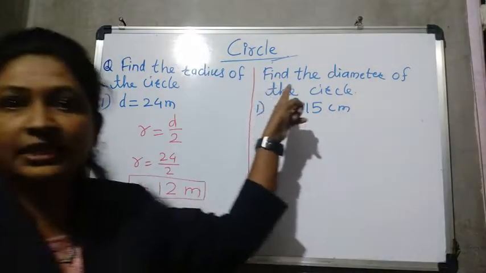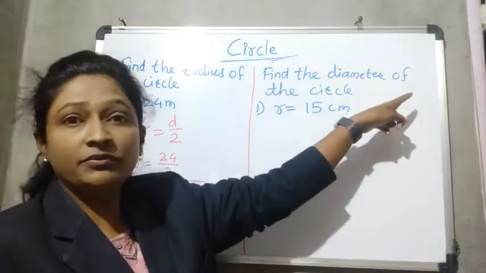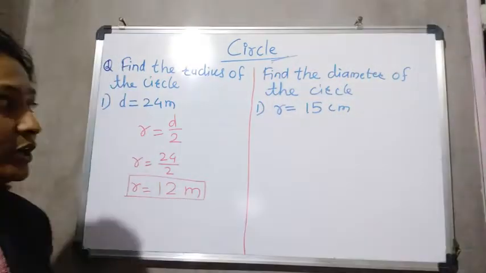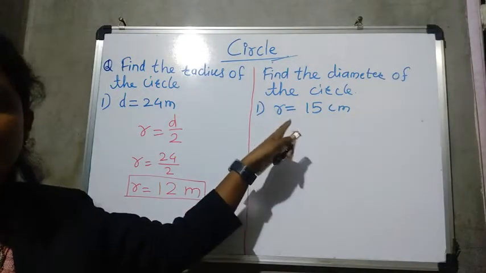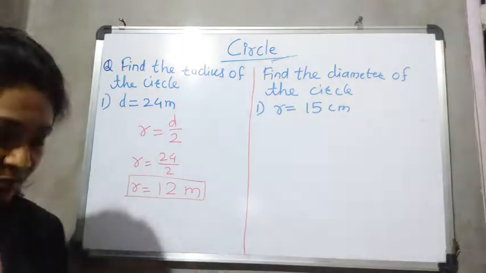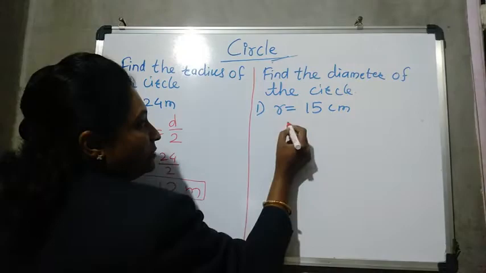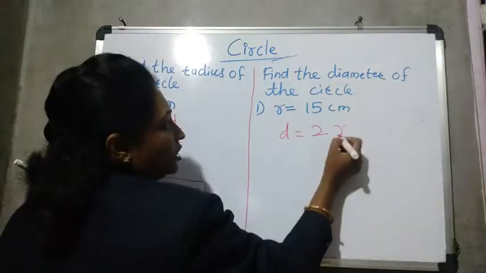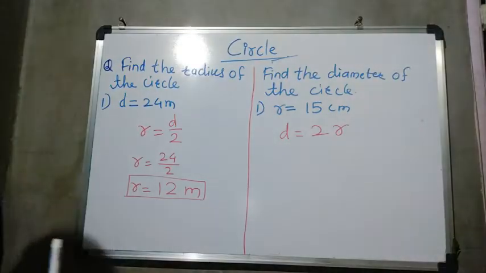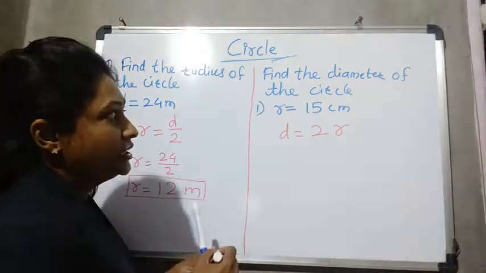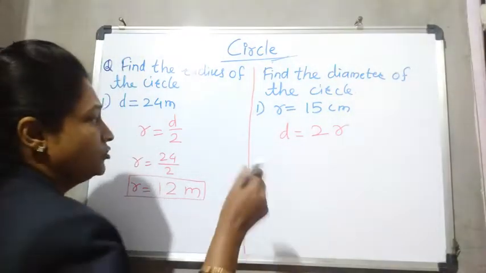Same, the question is like this. See, find the diameter of the circle. Now they are giving diameter of the circle, we have to find. They given radius. Okay, radius they given 15 centimeters. So which formula we can use? We know that diameter is 2 times of radius. Okay, 2 times of radius. So diameter we have to find here. So how you will find the diameter?